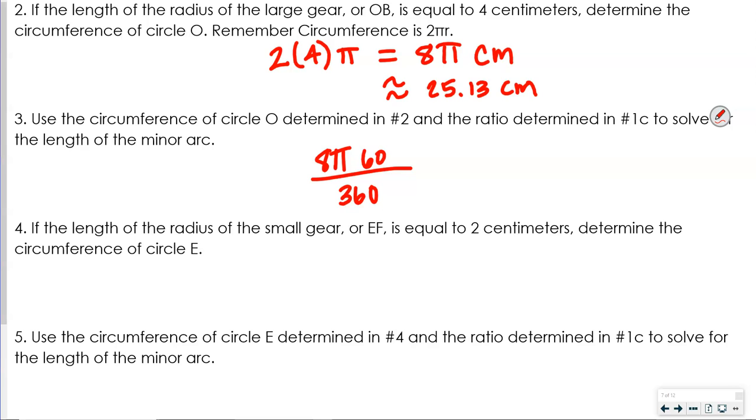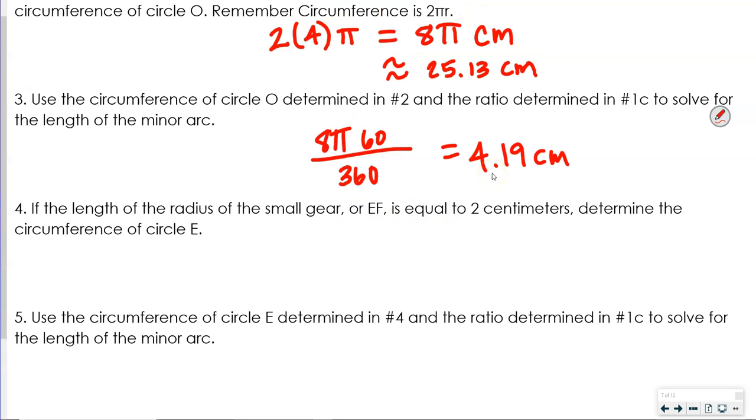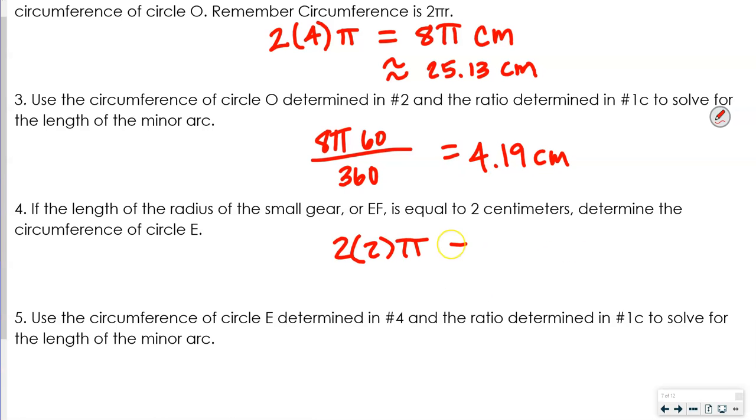Okay, so now when I do that in my calculator, I actually get 4.19 centimeters. And the 60 over 360 is that ratio, right? Then it says if the length of the radius of small gear EF is equal to 2 centimeters, now we're doing 2 times 2 times our pi. So that's going to be equal to 4 pi, and again, centimeters.